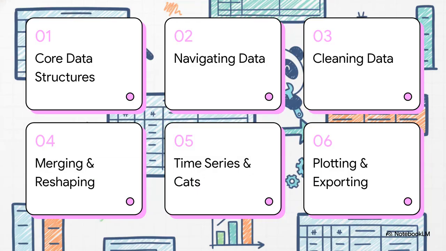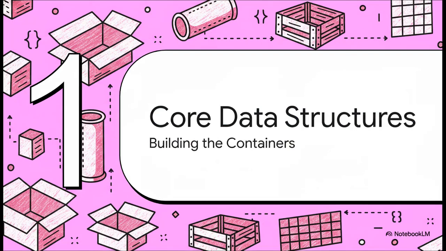Here is the agenda for our assembly line today. We'll cover 1. Core data structures. 2. Navigating and selecting data. 3. Cleaning and transforming data. 4. Grouping, merging, and reshaping. 5. Time series and categoricals. And finally, 6. Plotting and exporting. Let's dive right in. Section 1.